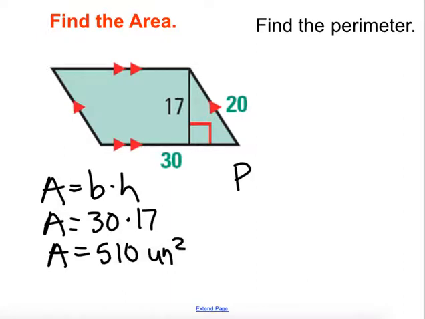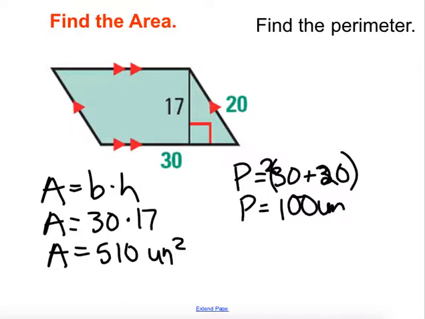Now the perimeter here, we're going to be adding up 30 and 20. Okay, so in the perimeter we actually do use that slanted side, and we do have two of those. So we would say our perimeter is 100 units.